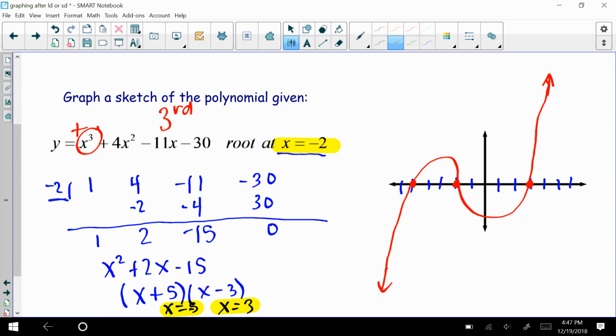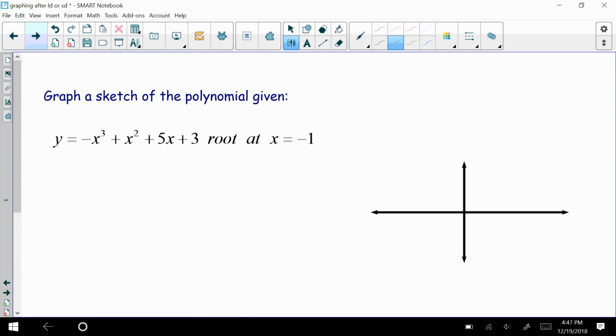So basically, it's not really much different from how you started the units. The only difference is I don't give you the problem in factored form. I give it to you in standard form, and you've got to just do a quick little division problem to go and get your roots. Let's do one more as a little bit of a reminder here.